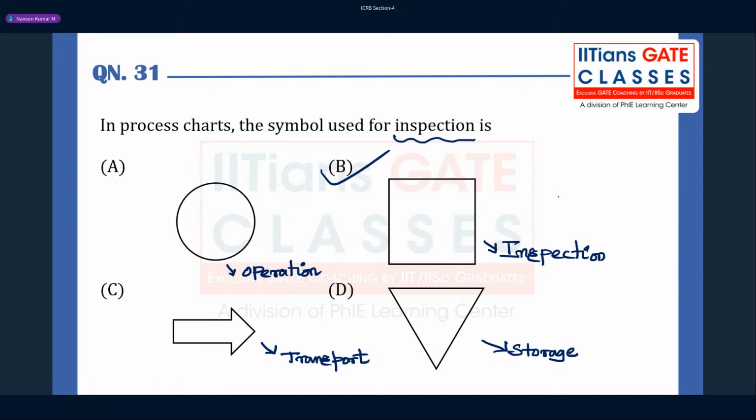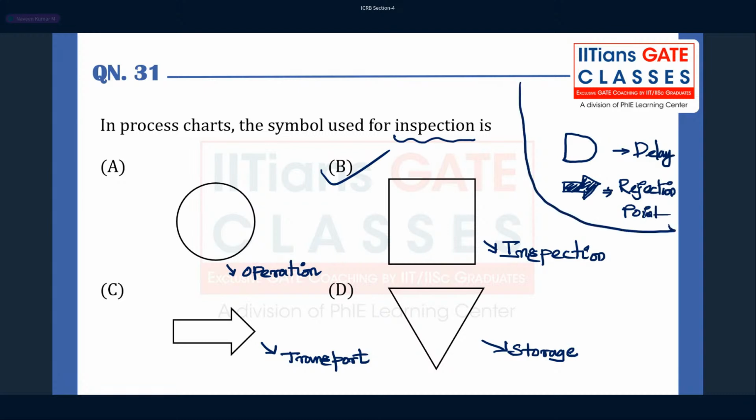That's it. And maybe there are some other symbols, like a D symbol that is for delay, right? And if this arrow, whatever you're seeing, is filled, then it is a rejection point. Then there are some symbols you have to remember. That's it. Okay, fine.